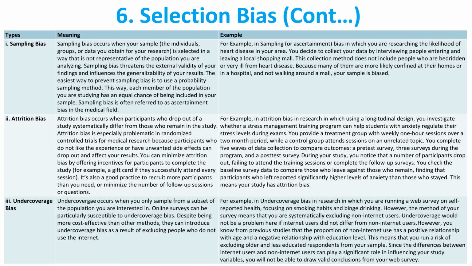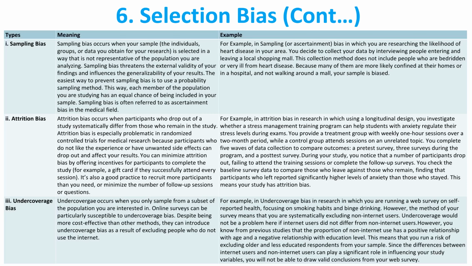Sampling bias occurs when your sample, the individuals, groups, or data you obtain for your research, is selected in a way that is not representative of the population you are analyzing. Sampling bias threatens the external validity of your findings and influences the generalizability of your results. The easiest way to prevent sampling bias is to use a probability sampling method. This way, each member of the population you are studying has an equal chance of being included in your sample. Sampling bias is often referred to as ascertainment bias in the medical field.